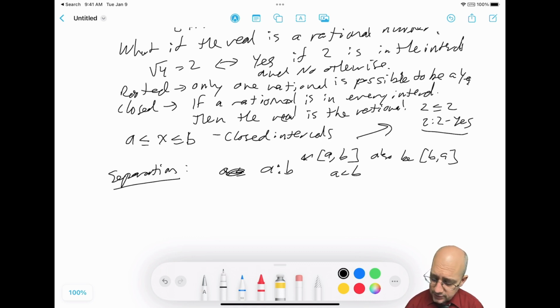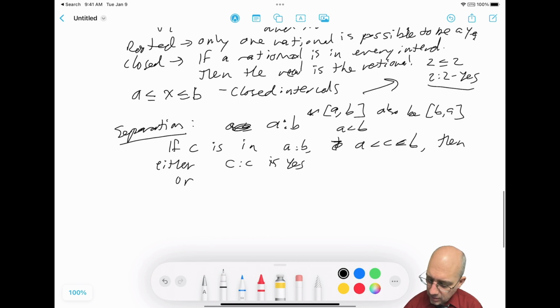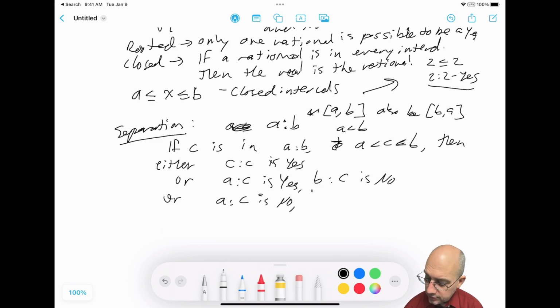And the separation property is essentially saying that if C, a rational number, is in AB, particularly that it's not the endpoints, then either CC is yes, so that rational number could be the real number, or AC is yes, BC is no, or AC is no, and BC is yes. So that's what it is.